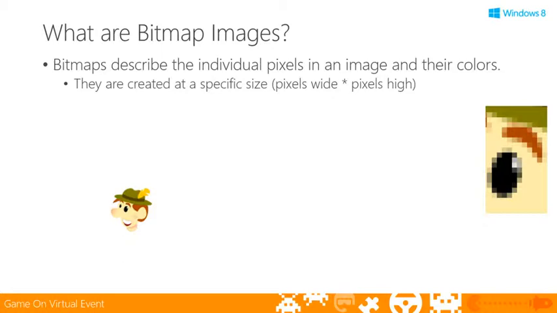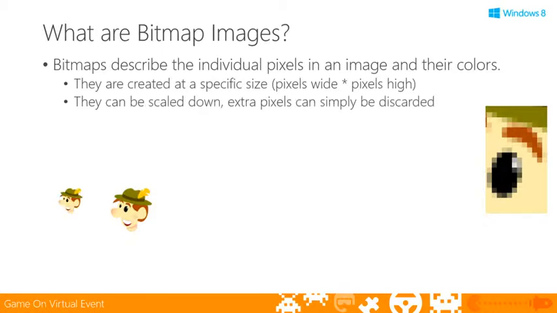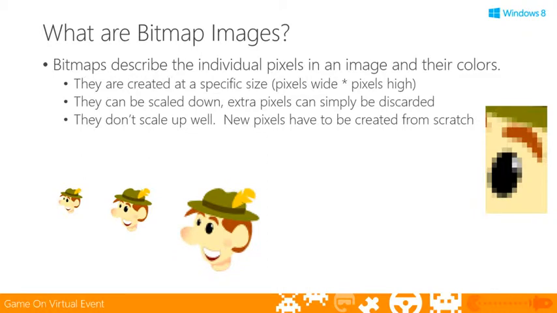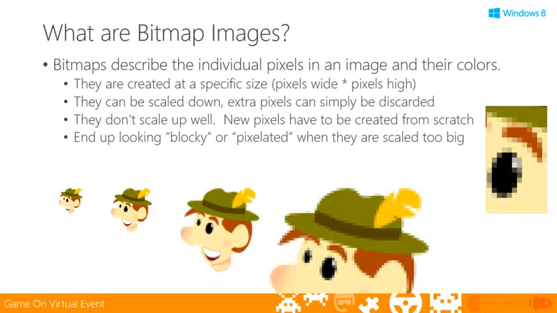And because it's a specific finite set of pixels, scaling can be an issue. Now, you can scale it down because we can simply discard the extra pixels that we don't need. But as you get to scaling it up, we've got a problem because new pixels have to be created from scratch or interpolated, or we simply make the old pixels bigger. We turn them into bigger squares. And so because of that, they end up looking blocky or pixelated when they're scaled up too large. So you want to make sure that you target a bitmap at the appropriate size.